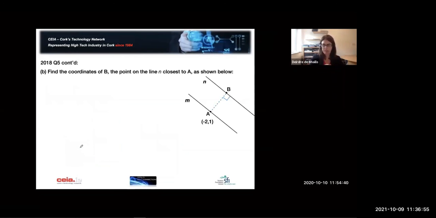Now, we have a drawing that was given to us on the question. We have the line M and we have the line N, and we have the points A and B. So it says find the coordinates of B, the point on the line closest to A, as shown below. So if it's the point on the line closest to A, it must be perpendicular. That's because any other point, if it doesn't make a right angle, is going to be further away. So that's what that word is indicating.